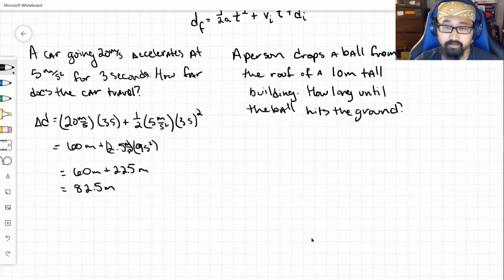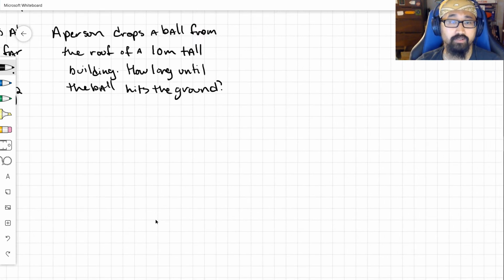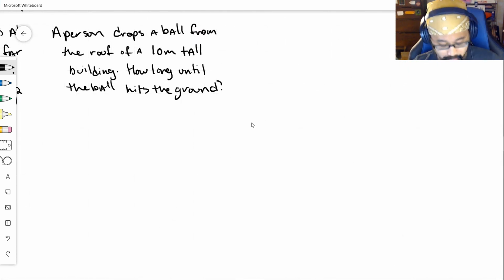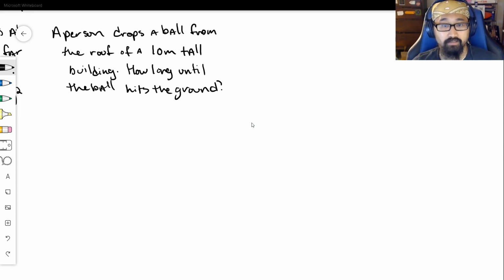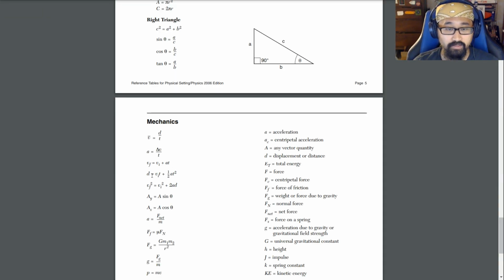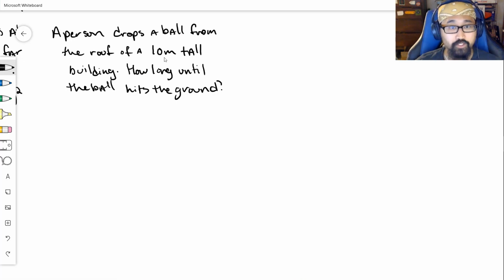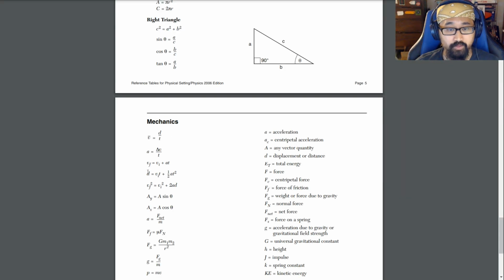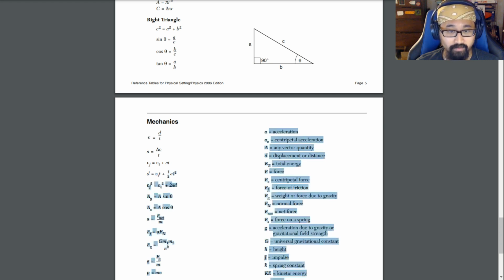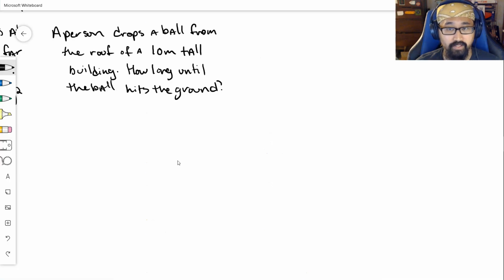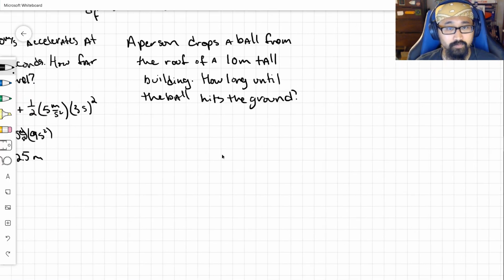Now here, in this question, it doesn't appear as though you have enough information. Because again, if we look at our reference table and we look at the equation, my change in distance is 10 meters, right? That's the first piece of information that I got. And then it asks me for time. So it looks like I'm looking for time, but I don't have an initial velocity. It looks like I don't have an acceleration. Oh gosh. So how am I supposed to do this question, right?